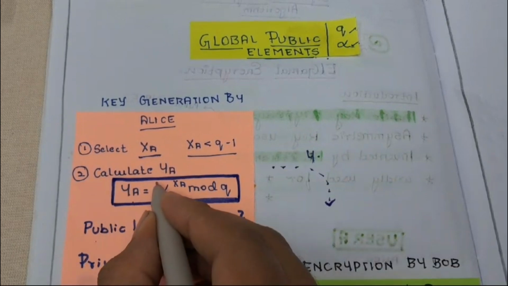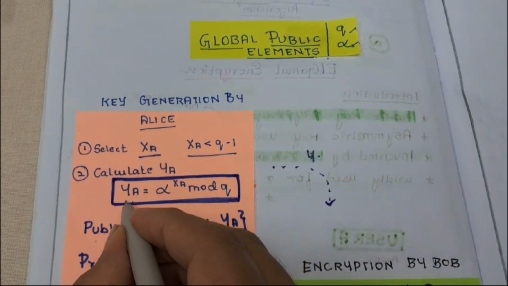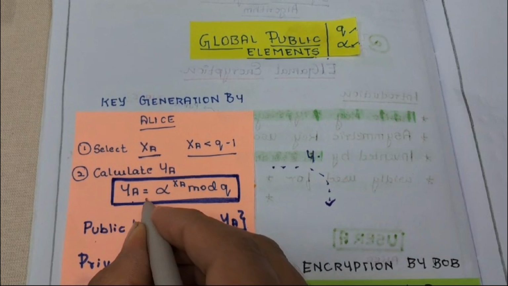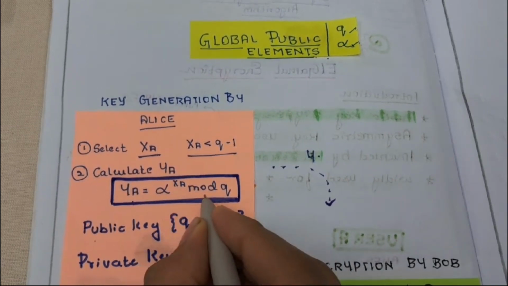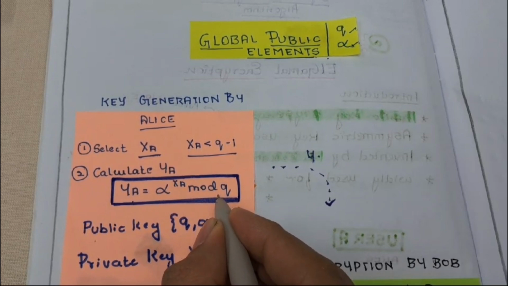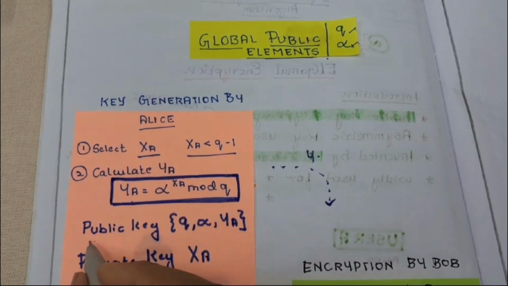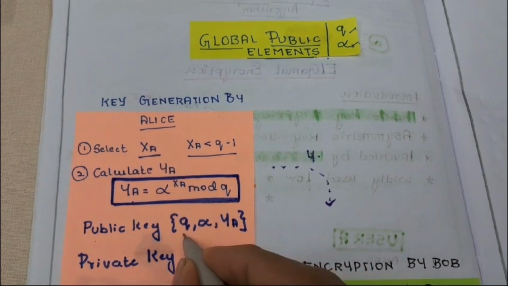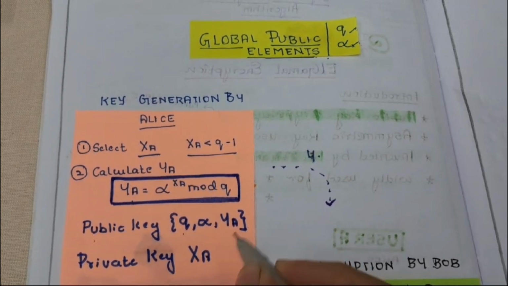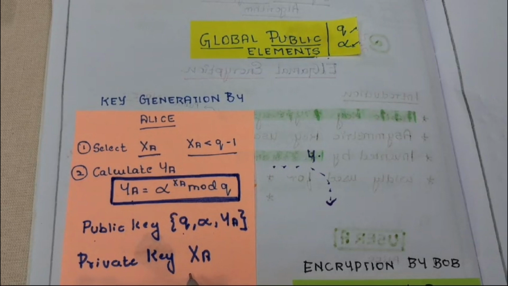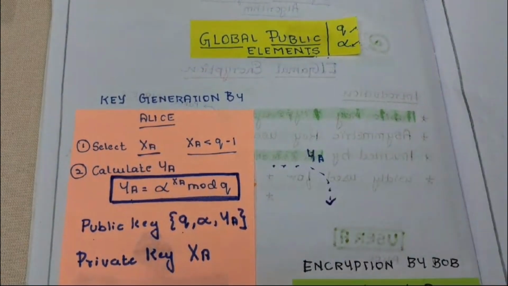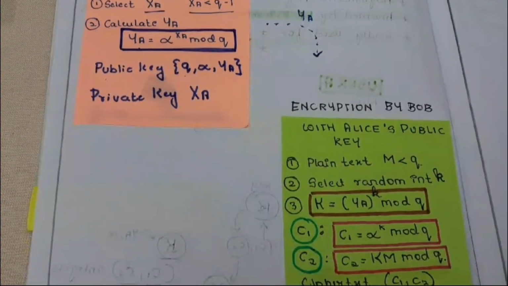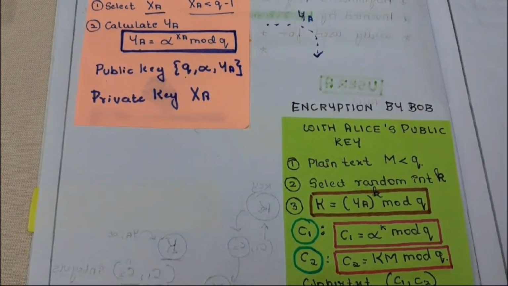Then we are going to calculate YA. YA is the public key of A. We are going to calculate it using this formula: alpha to the power XA mod Q. Similar to Diffie-Hellman, okay. So the public key we have is Q, alpha and YA. The private key is XA. What we are going to send is the public key of A to B. So what B is going to do is start encrypting the messages.